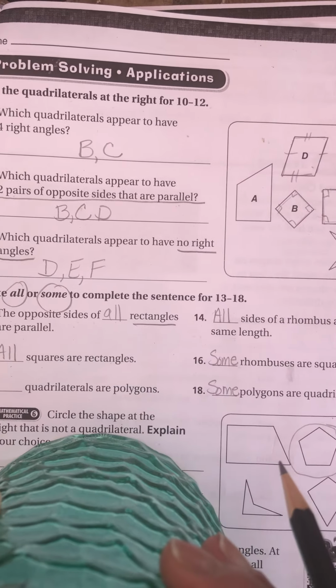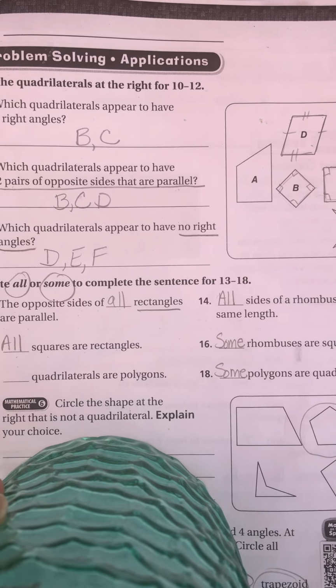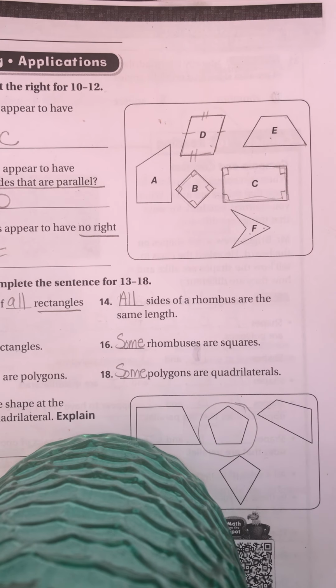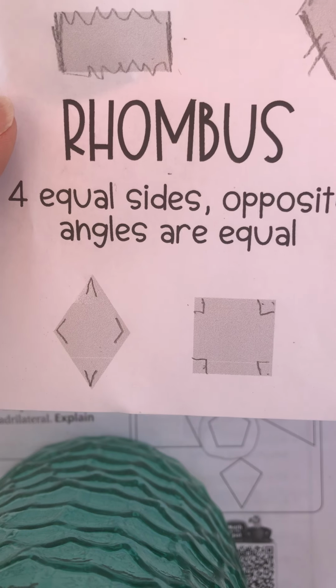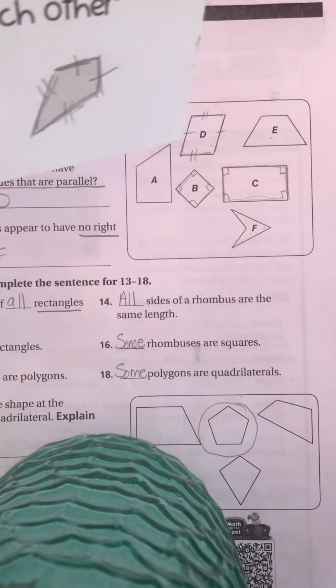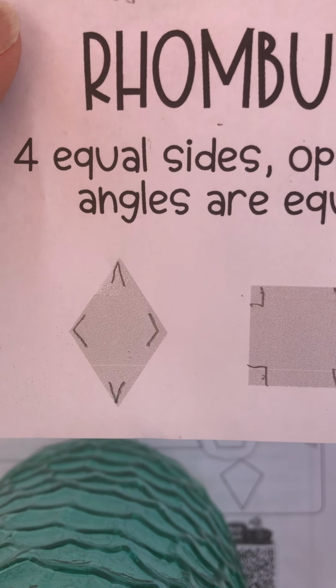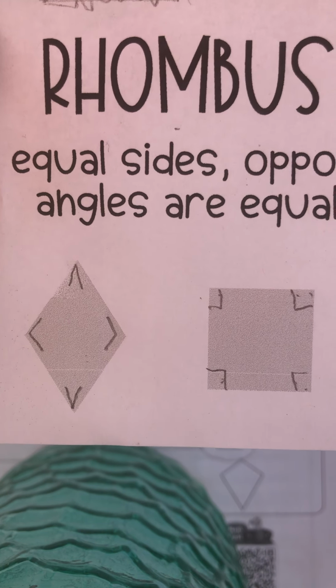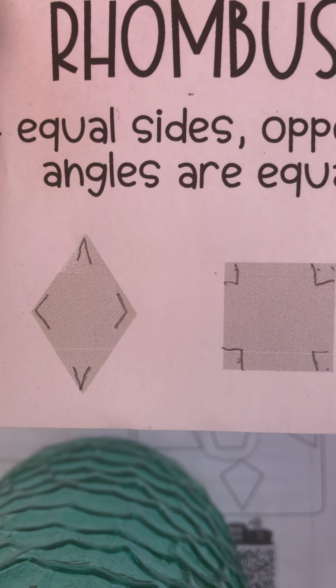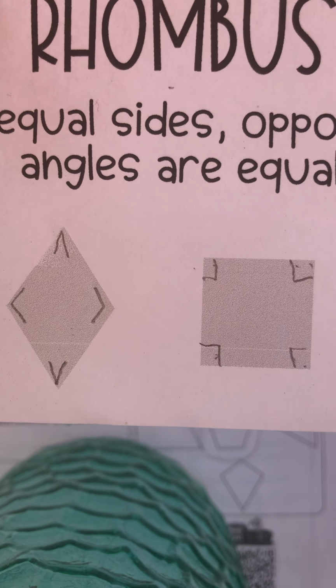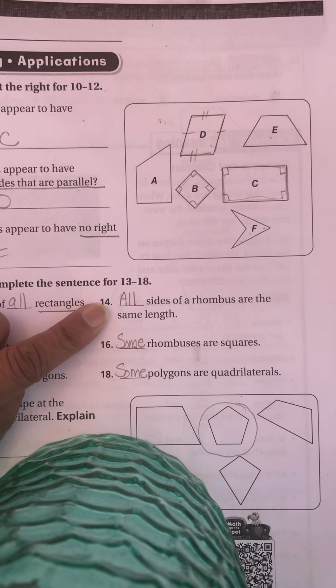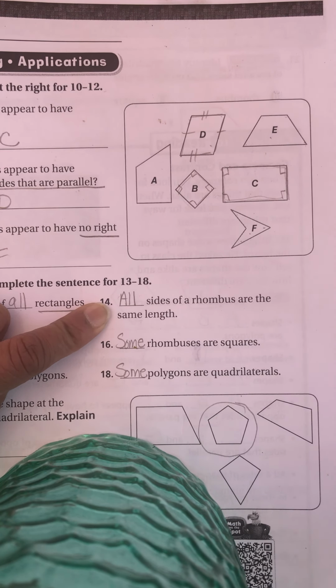So all rectangles have parallel sides. Number 14, which is across here, it says all sides of rhombuses are the same length. Now, if you don't remember what a rhombus is, we just talked about it. Here are some examples of a rhombus. So they're saying all sides of a rhombus are the same length. Does that look like that's true from these two pictures that show rhombuses? Yeah, all the sides are the same length in that diamond shape and in that square shape. So your answer should be all for number 14.